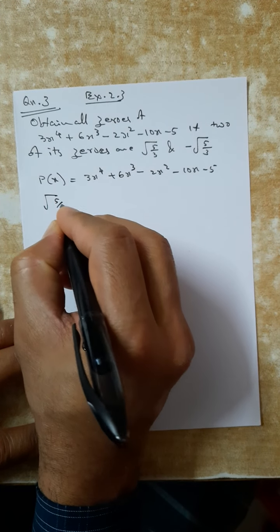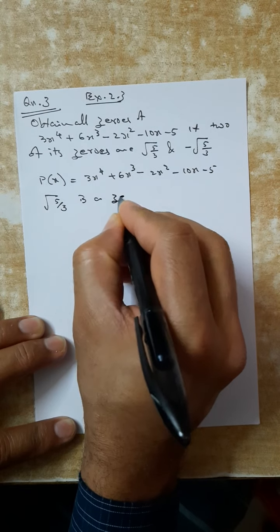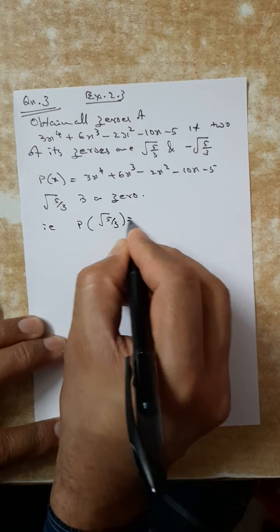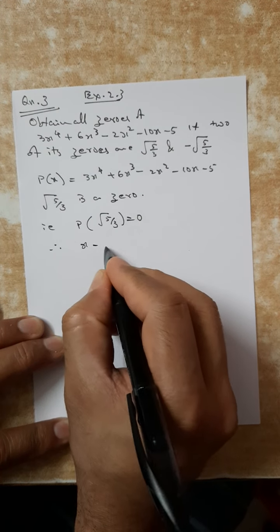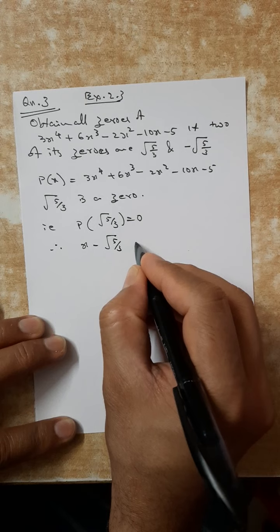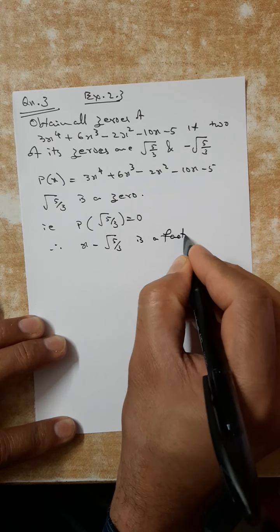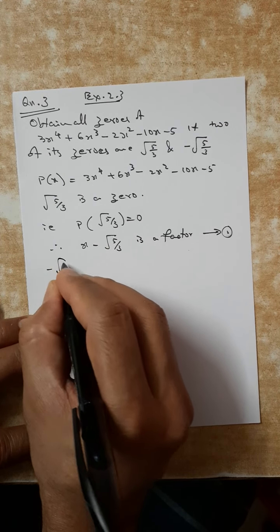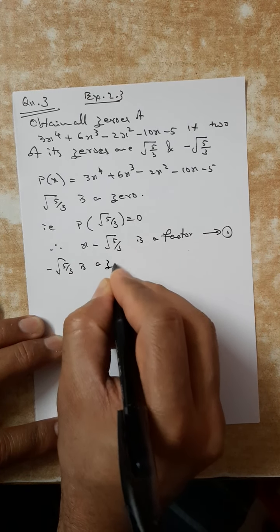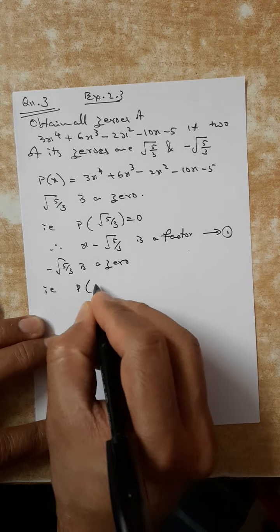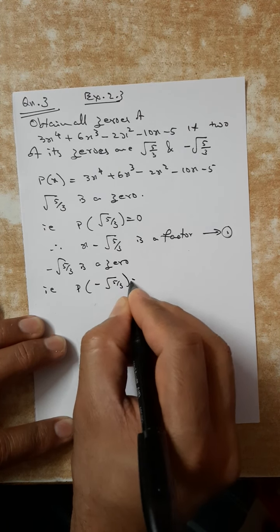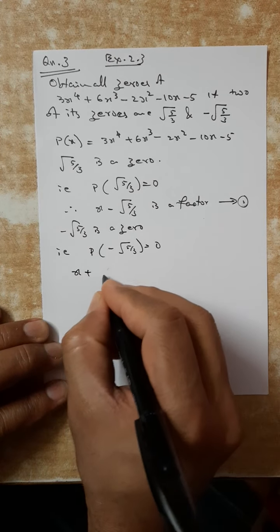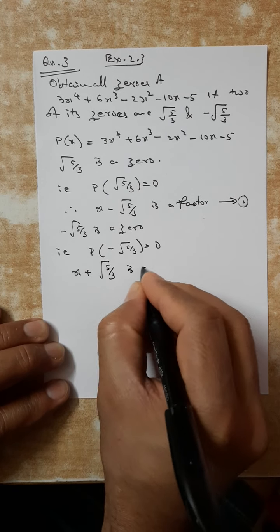Root of 5 by 3 is a 0. That is p of root of 5 by 3 equal to 0. Yeah, we can say x minus root of 5 by 3 is a factor, one factor from the first 0. Now same thing here. Minus root of 5 by 3 is a 0. That is the same as p of minus root of 5 by 3 equal to 0. From here we can apply the factor theorem, that is x plus root of 5 by 3 is a factor.